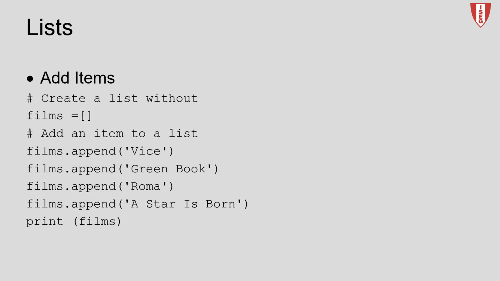In order to add items, we use the method called append. In this example, I started by creating a list called films. This list has no elements. The square brackets have no elements. Then we use the method append, and between the round brackets we put the data we want to add to the list.